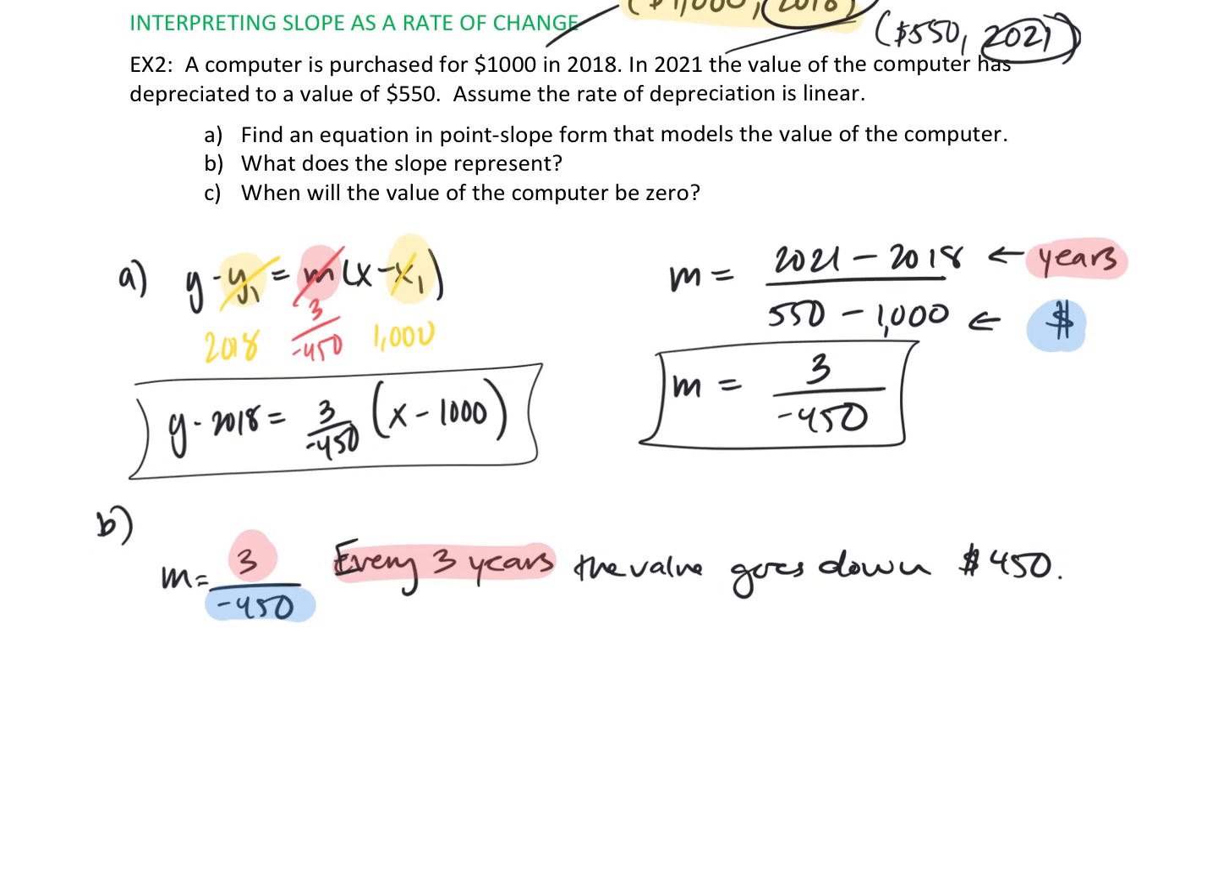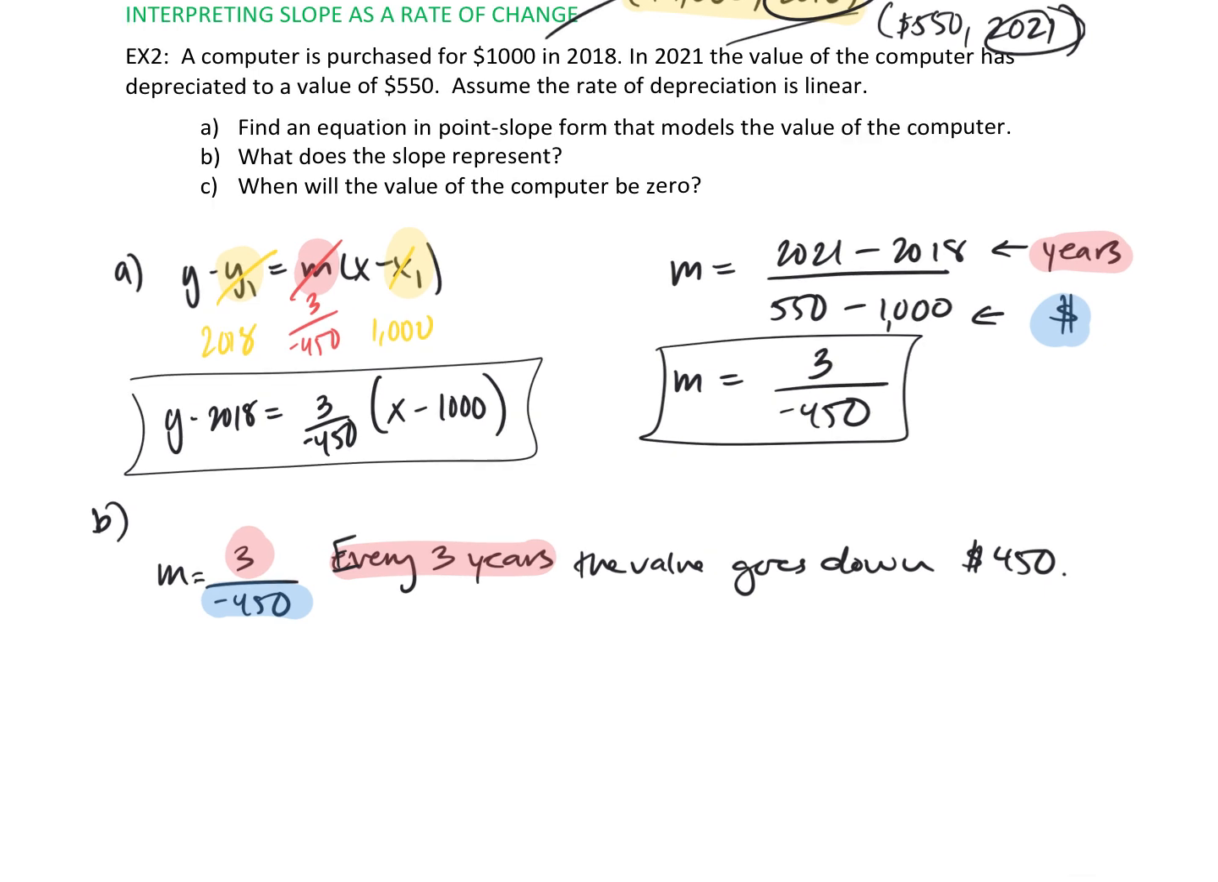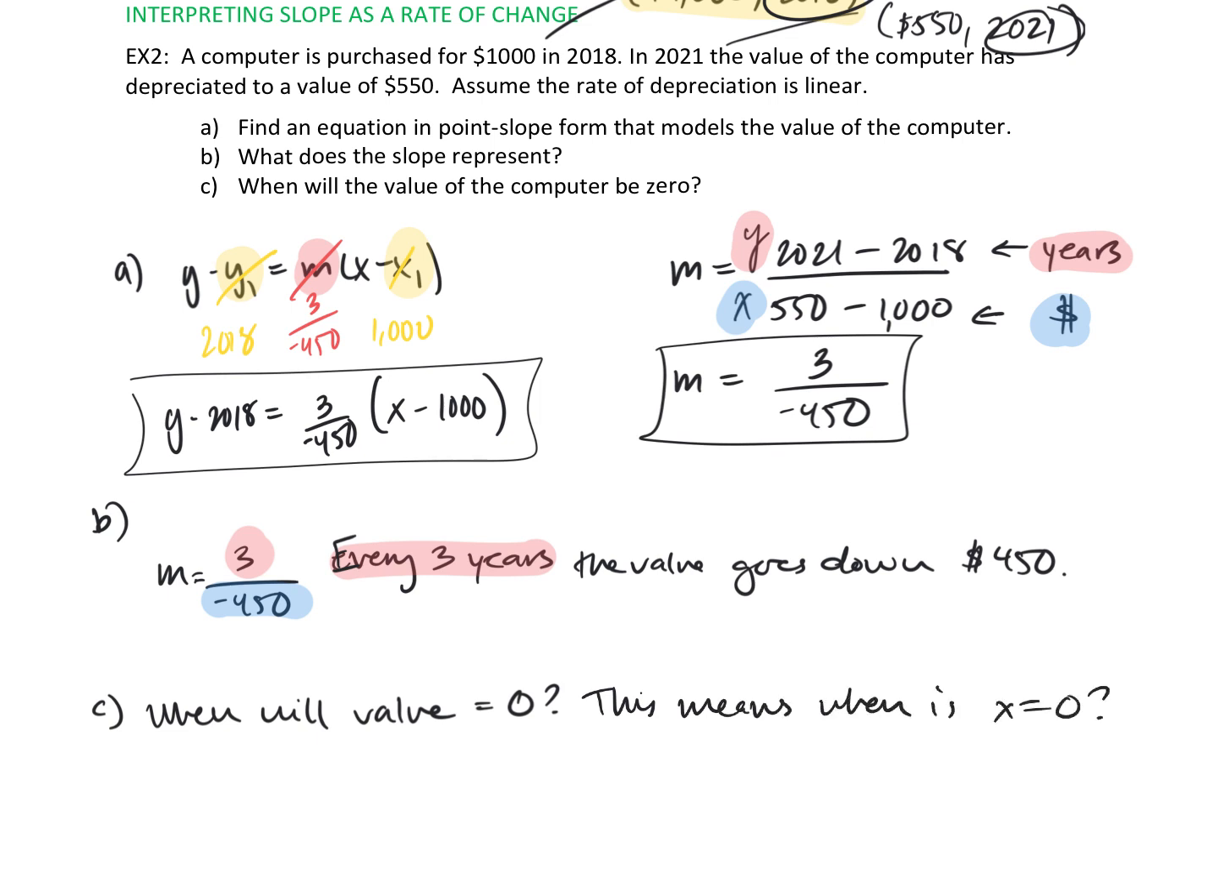All right, so then for C, when will the value of the computer be 0? So when will value equal 0? Okay, value again was my x variable, right? These are my x's right here, and these are my y's. Let me go ahead and highlight that so you see what I'm talking about. My y value and my x value. So we want to figure out, this means, when is x equal to 0?